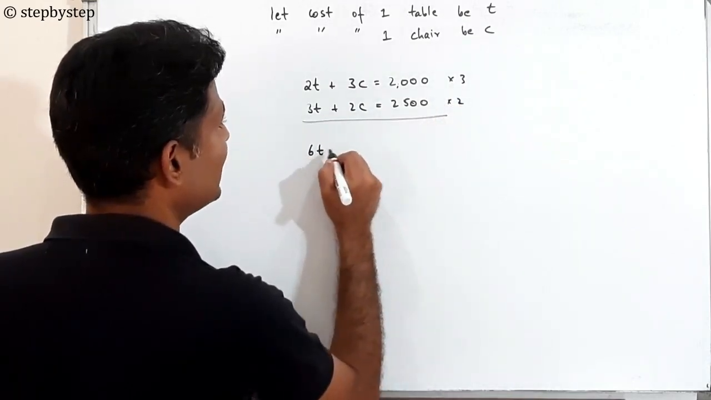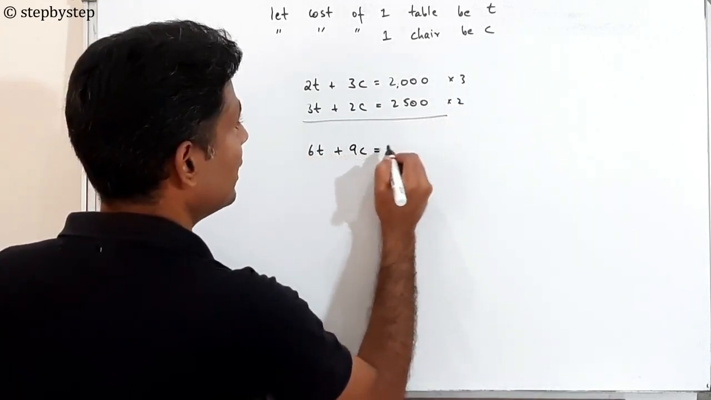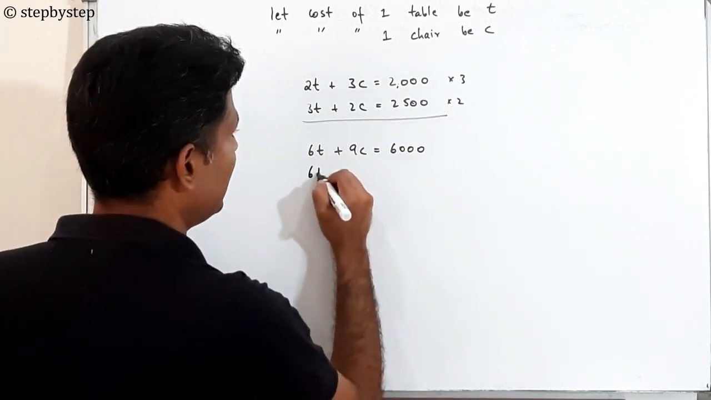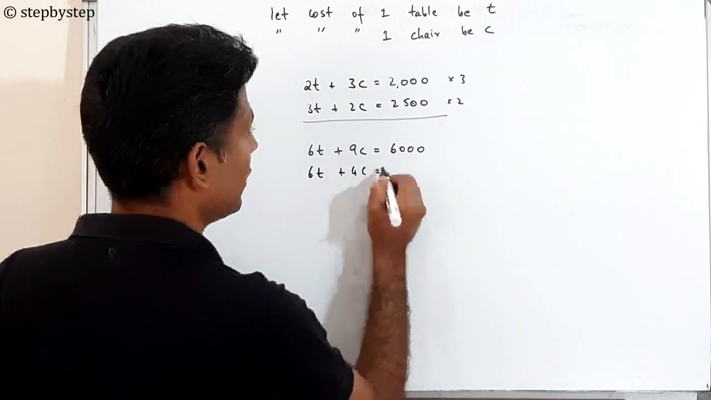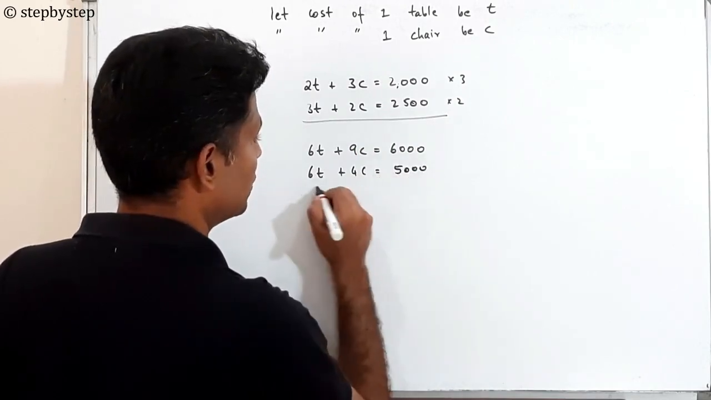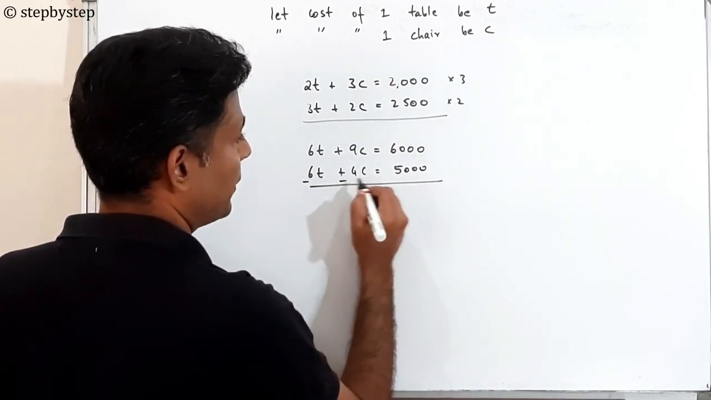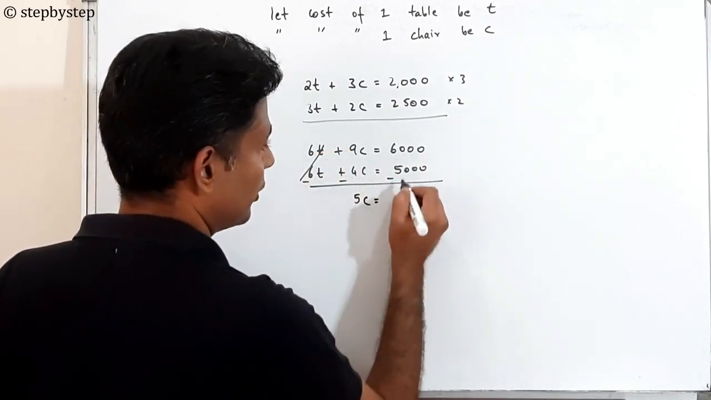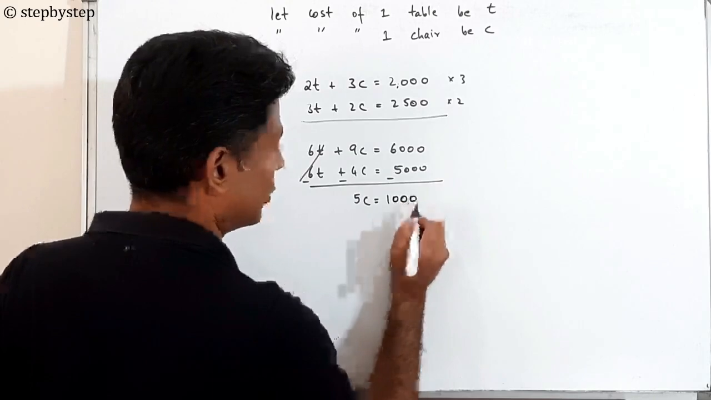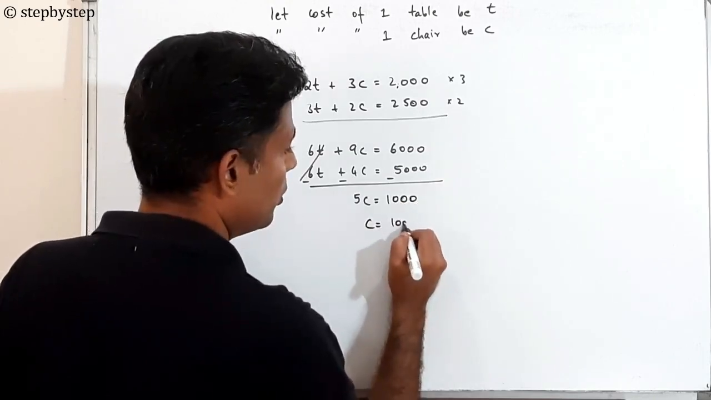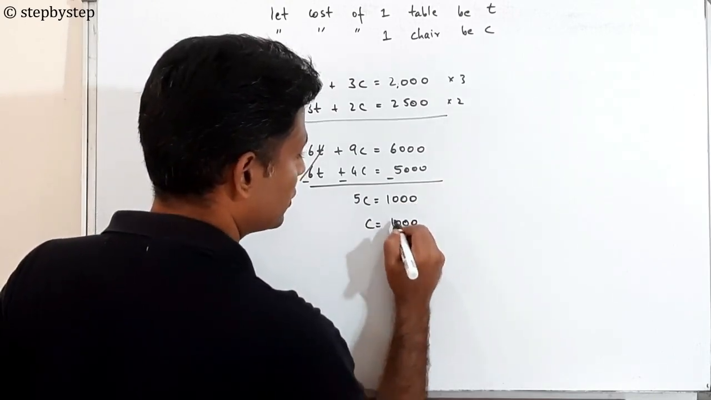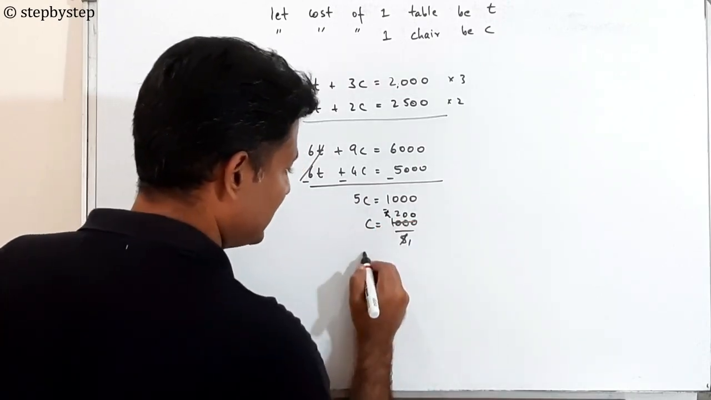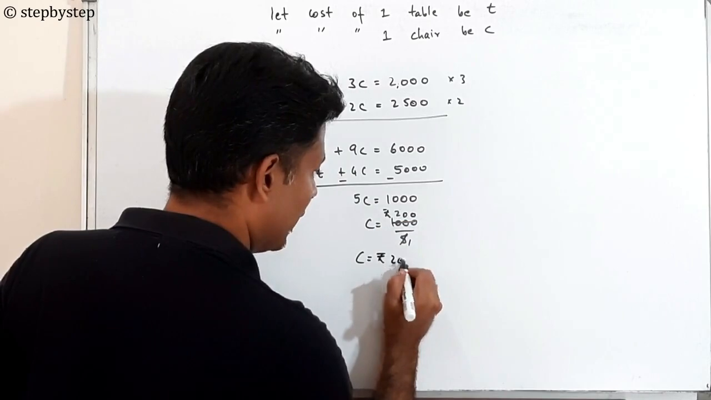So what do we get? 6T plus 9C equal to 6000. And we get 6T plus 4C equal to 5000. So subtracting, signs will change. 9 minus 4, 5C equal to 6000 minus 5000, 1000. So C is equal to 1000 by 5, so the cost of 1 chair is rupee 200.